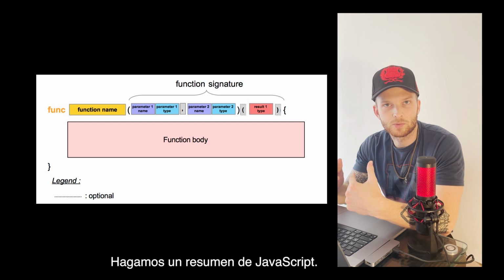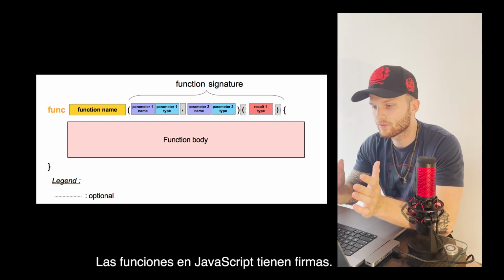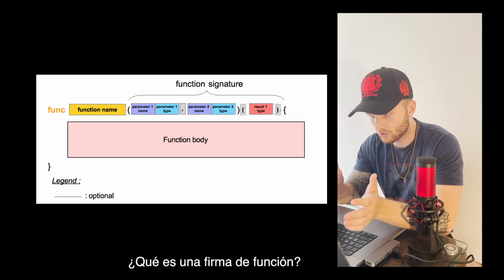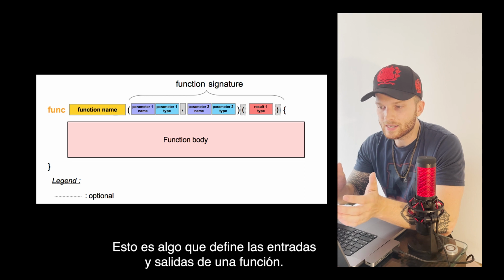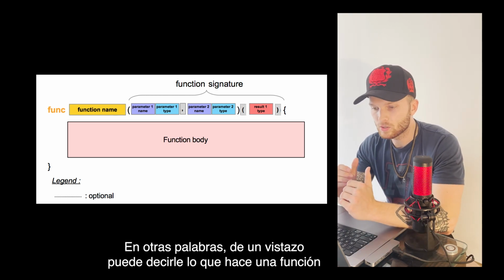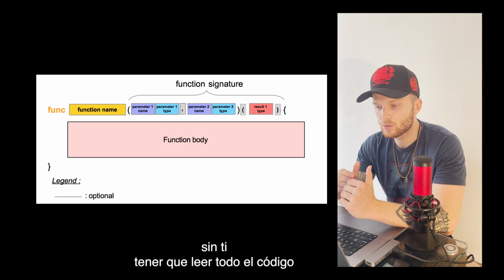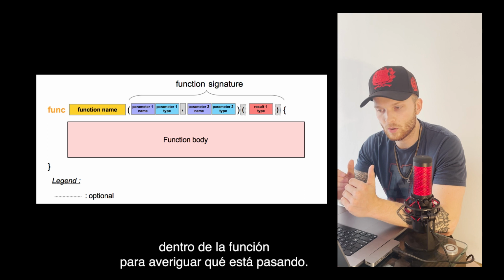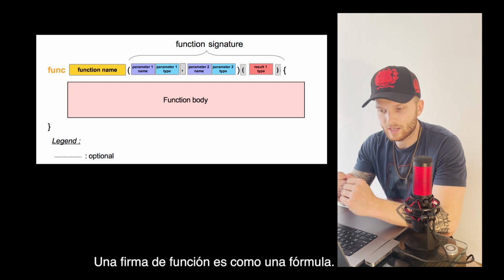So let's do a JavaScript recap. Functions in JavaScript have signatures. What is a function signature? This is something that defines the inputs and outputs of a function. In other words, at a glance, it can tell you what a function does without you having to read the entirety of the code within the function to figure out what's going on. A function signature is like a formula.